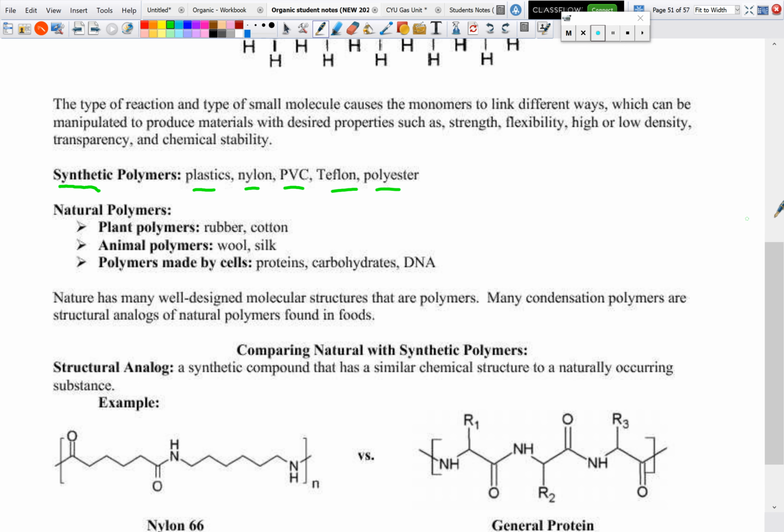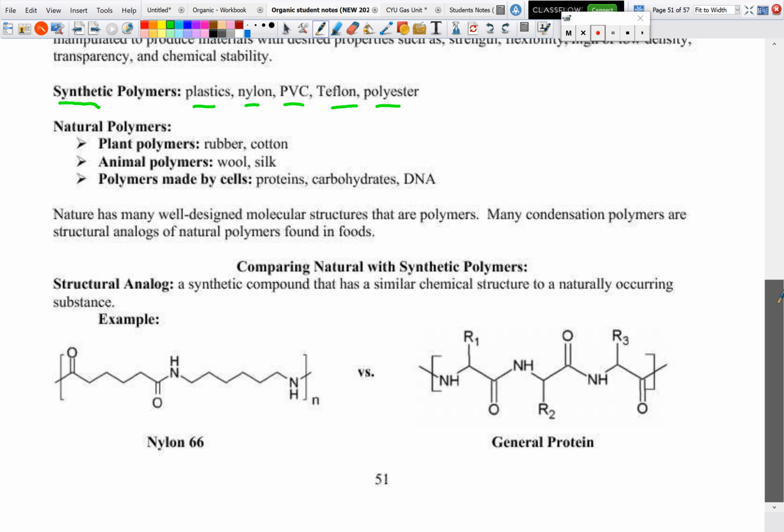Everything else is man-made. Now, when we do make polymers, there's two different types of things that we're trying to accomplish. So one of them is called structural analogs. This is where if you can isolate a polymer and realize how useful it is, you can try to create something that looks similar to it. So that's the similar chemical structure of a naturally occurring one.